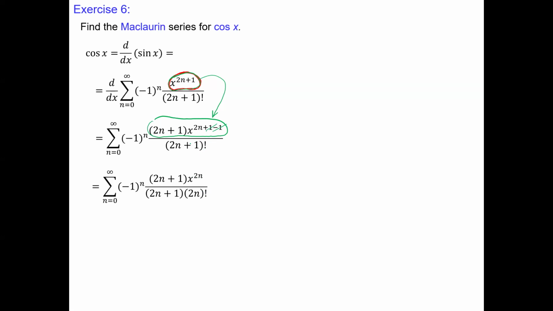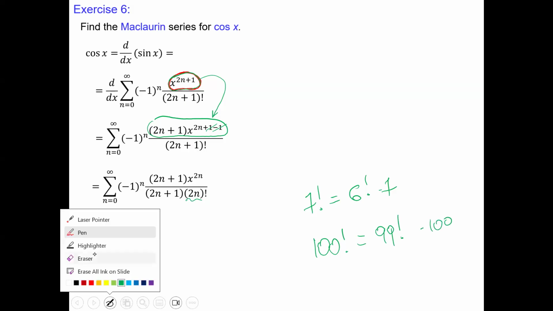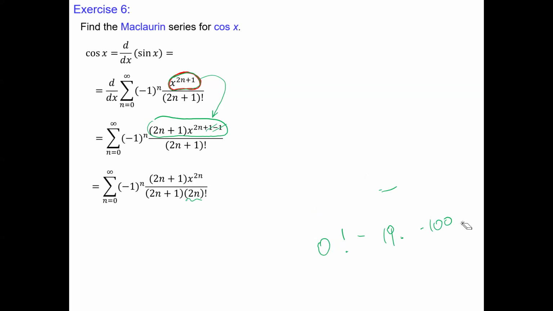I mean one number one less, which is 2n factorial times 2n plus 1. Like for instance, 7 factorial, I can rewrite as one number less factorial times 7. If I have 100 factorial, I can rewrite it as 99 factorial, one number less, times 100. Okay, and now the cancellation is ready.